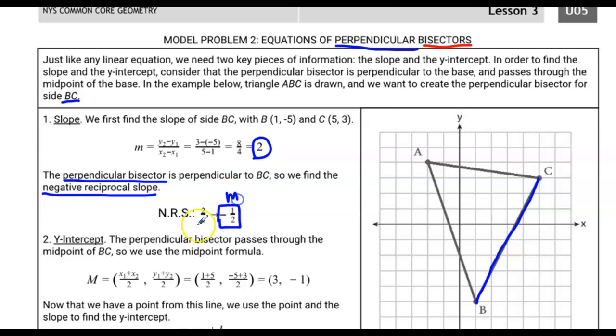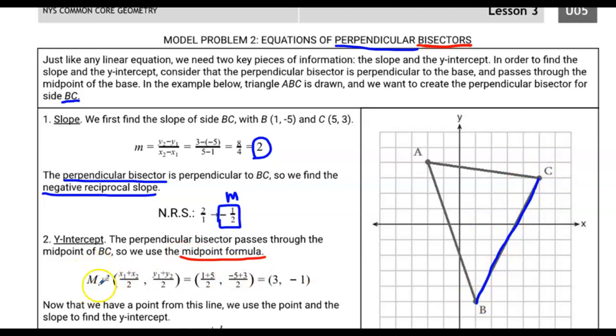There's the slope. Then the next thing we need to do is find the y-intercept. In order to find the y-intercept, we need the slope, and we also need one point that the line passes through. Well, we don't have any point that the line necessarily has to pass through. With medians, we were able to use this point, the vertex, but the perpendicular bisector doesn't necessarily pass through a vertex. So what we need to do is use the other part of perpendicular bisector, which is, of course, bisectors. A bisector passes through the midpoint of a segment, which means I'm looking at BC, I need to find its midpoint. That's what we did here.